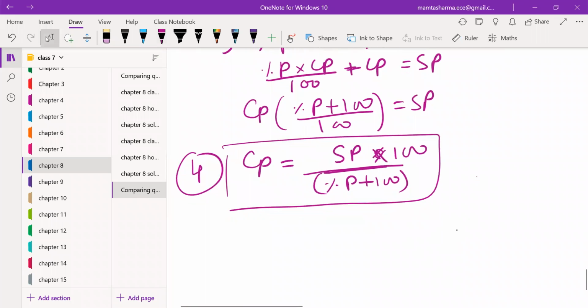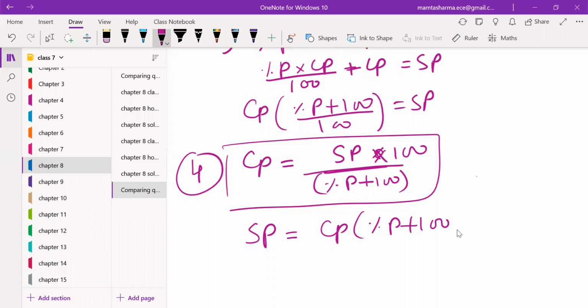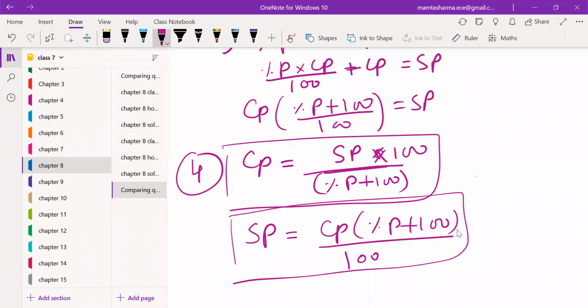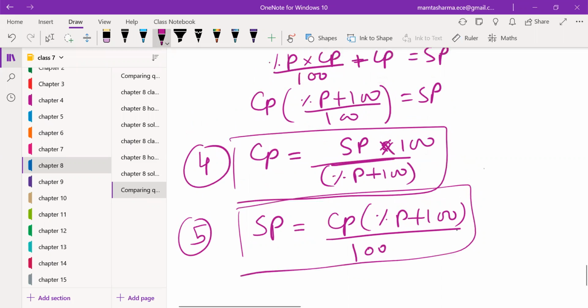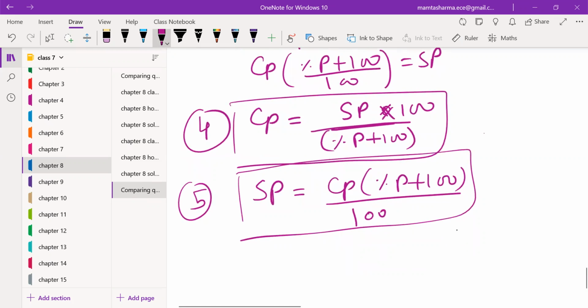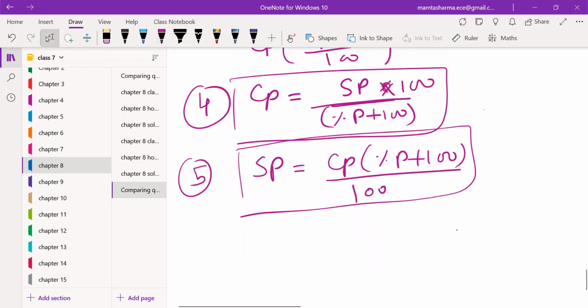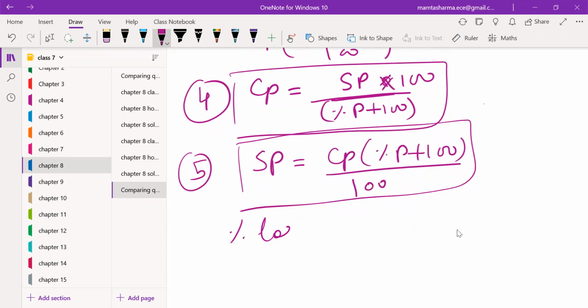Now similarly, you can find the SP. SP would be, if percentage profit is given, percentage profit plus 100 divided by 100 into CP. Similarly, you can work it out for the loss also. So will you do loss yourself or do I need to write? Ma'am, no, we'll do it ourselves. Yes, do it yourself. Percentage loss formula: if percentage loss is given, how would you find CP and SP?